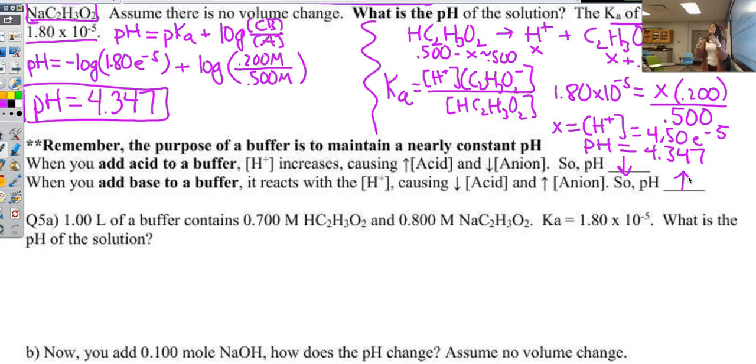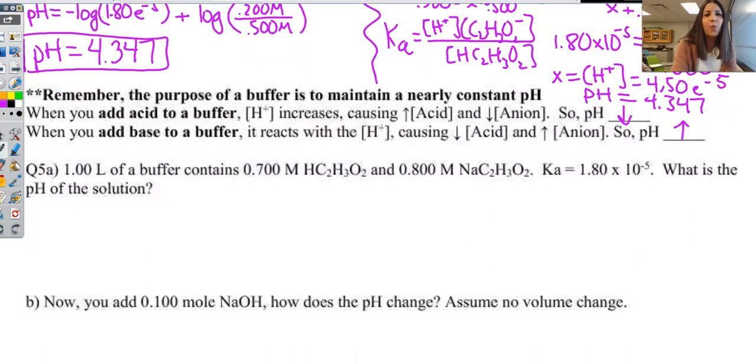So keep in mind that when you add an acid, it's not just going to sit there. It's going to react with the stuff inside of there, okay? And so it's going to essentially pull some of your base, is what it's going to do, okay, when you add the acid. Okay. So we've got a 1 liter buffer containing 0.7 molar.